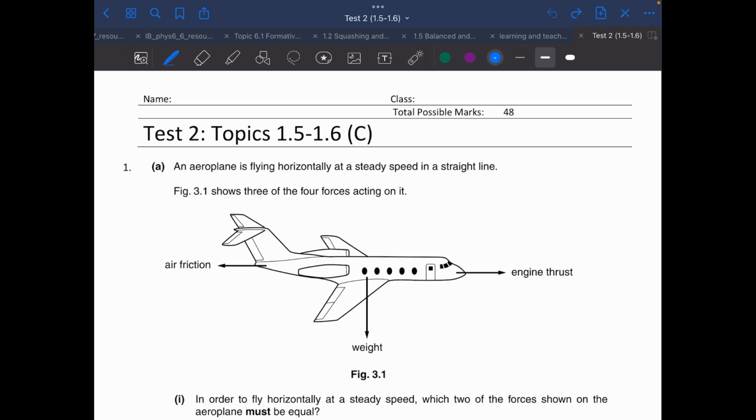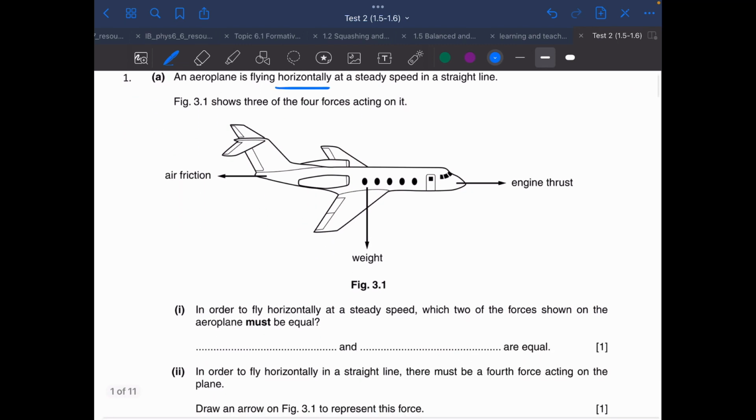The first question: an airplane is flying horizontally, that's a very important word, guys, horizontally, at a steady speed in a straight line. The figure shows 3 of the 4 forces acting on it. The first question says, in order to fly horizontally at a steady speed, which 2 forces, horizontally, okay? Which 2 forces that are shown on the airplane must be equal.